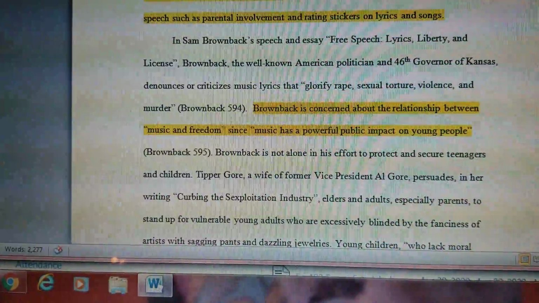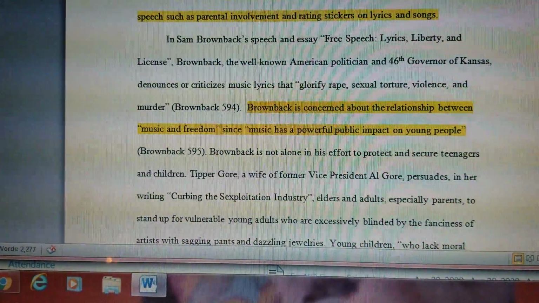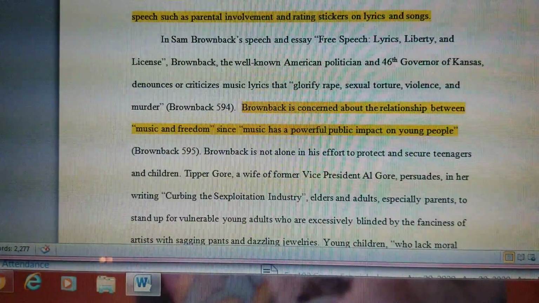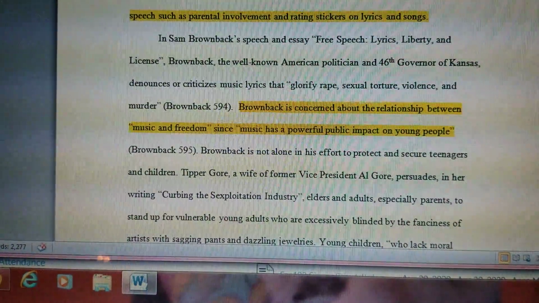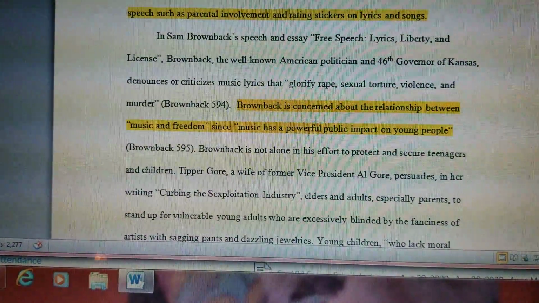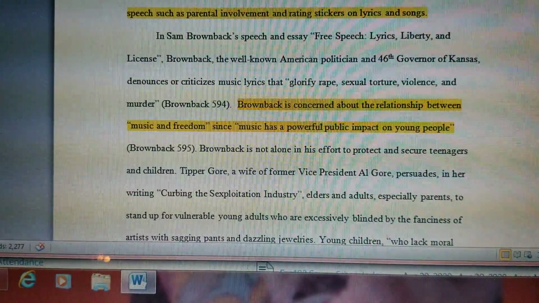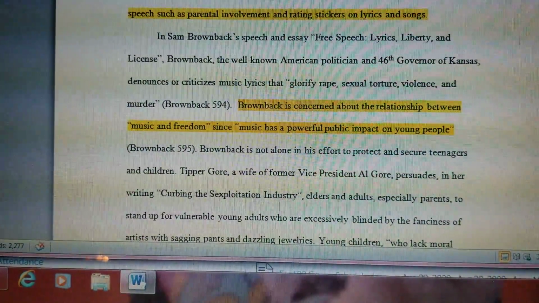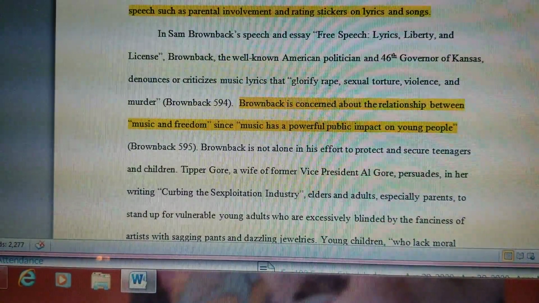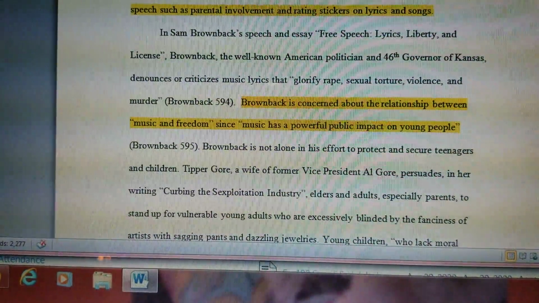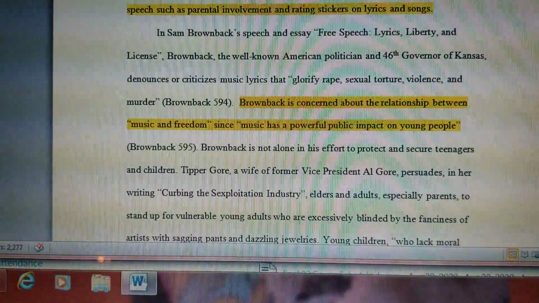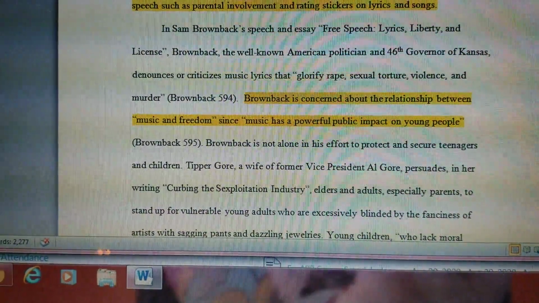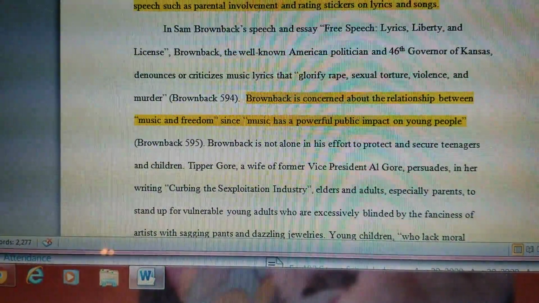"In Sam Brownback's speech and essay, Free Speech, Lyrics, Liberty, and License, Brownback, the well-known American politician and 46th governor of Kansas, gives his credentials, denounces or criticizes music lyrics that, quote, glorify rape, sexual torture, violence, and murder." Then she analyzes it. "Brownback is concerned about the relationship between music and freedom since music has a powerful public impact on young people."